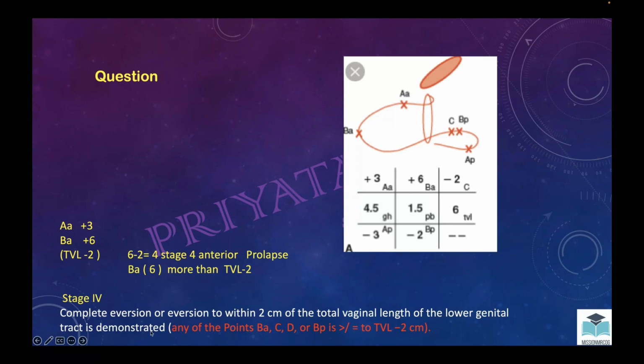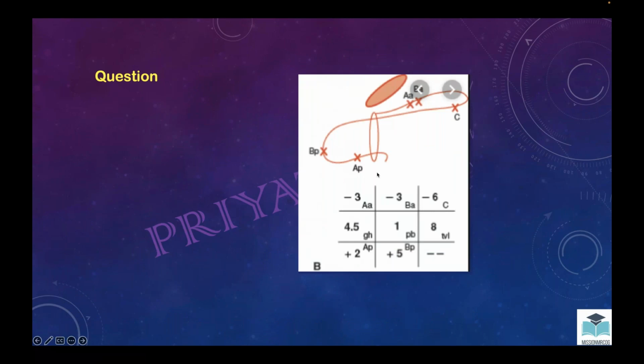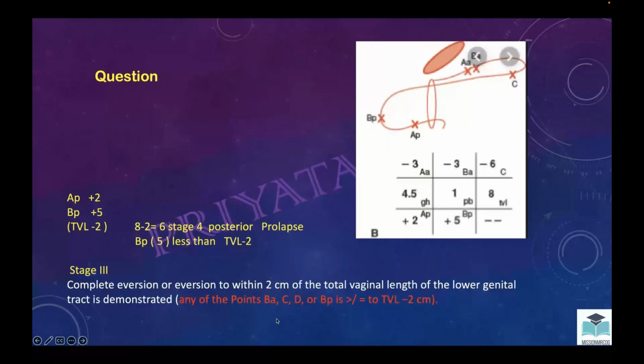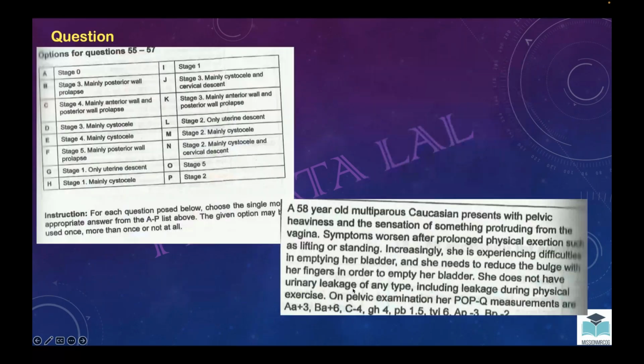Okay, another answer. Stage 4 posterior wall prolapse? 8 minus 2 will be 6. Yes, 8 minus 2 will be 6. Stage 3. And Bp is less than TVL minus 2. Bp is 5, ma'am, so it will be stage 3. So it is stage 3 posterior wall prolapse. Okay, so this is the question, but I have put the grid. In the grid I have put the answer also.